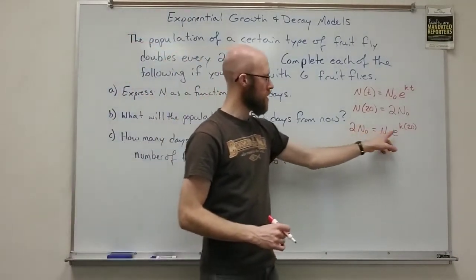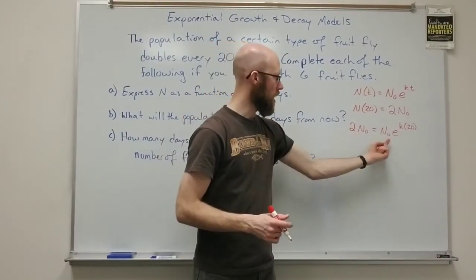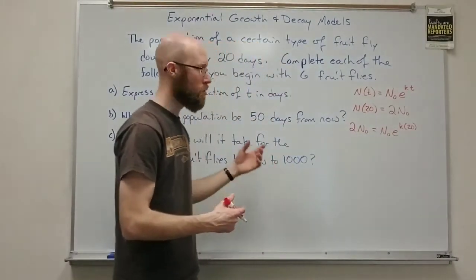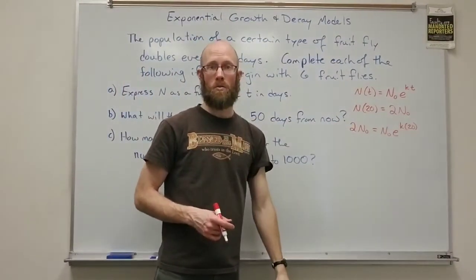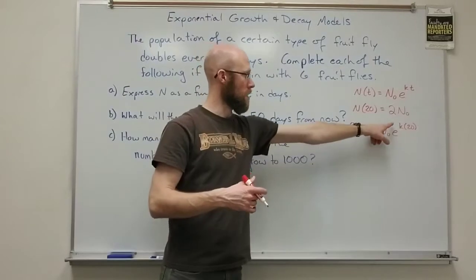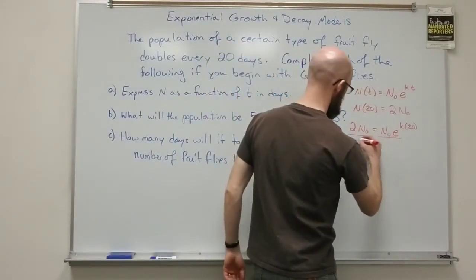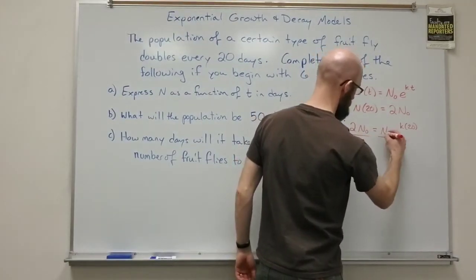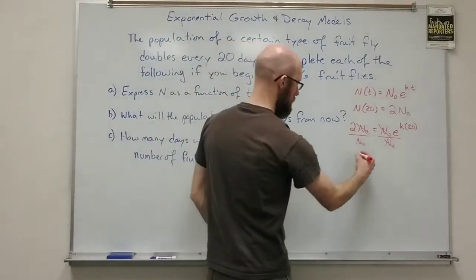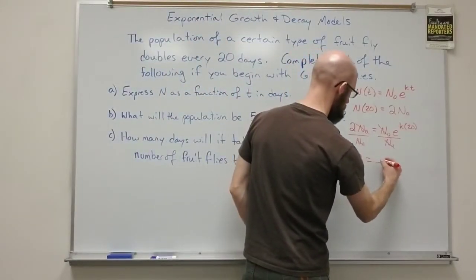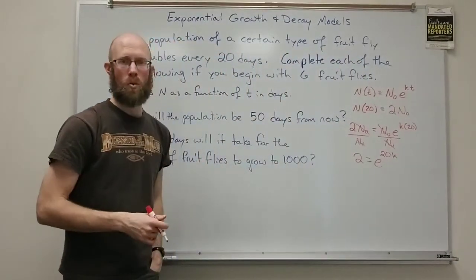Now to solve this for k, because k is really the only thing I don't know, I could divide out the n sub 0, which we know to be 6, but again, that's not going to be necessary for finding the k value, which represents our rate. So I'm going to divide out the n sub 0 from both sides. And that gives us 2 is equal to e to the 20k, right? K times 20 or 20k.